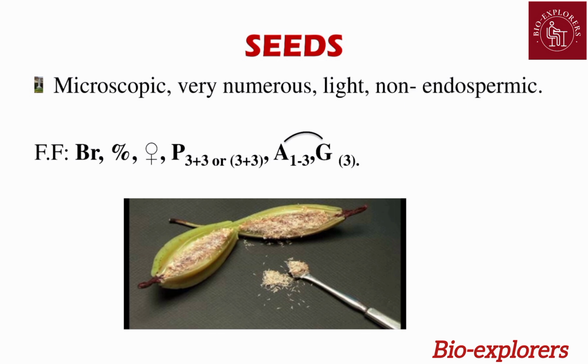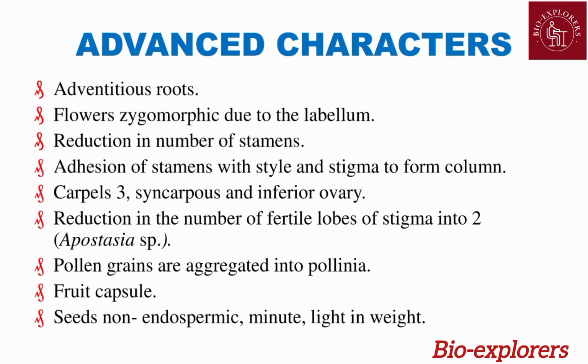The floral formula is bracteate, zygomorphic, bisexual, perianth 3 plus 3, either united or free, androecium 1 to 3, and gynoecium 3, which is fused. The ovary is inferior in nature, and both androecium and gynoecium are united. So now we pass on to the advanced features of Orchidaceae members.